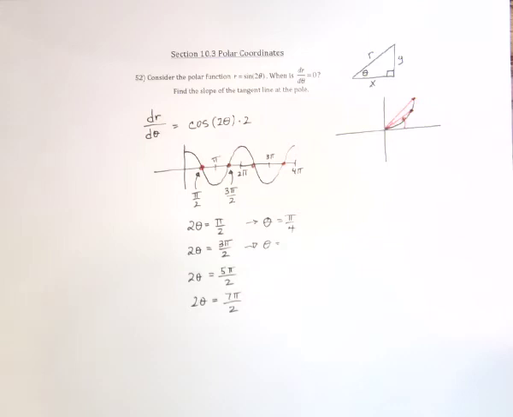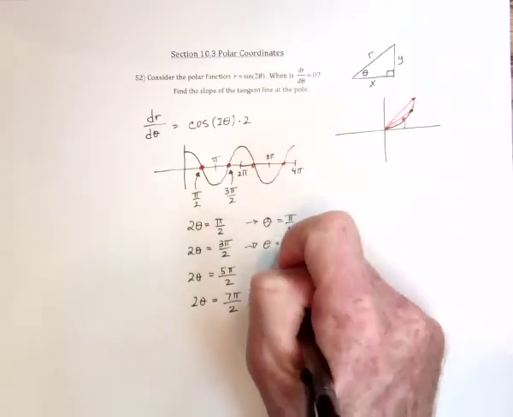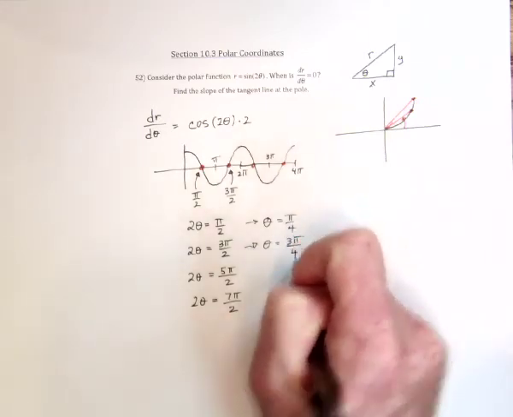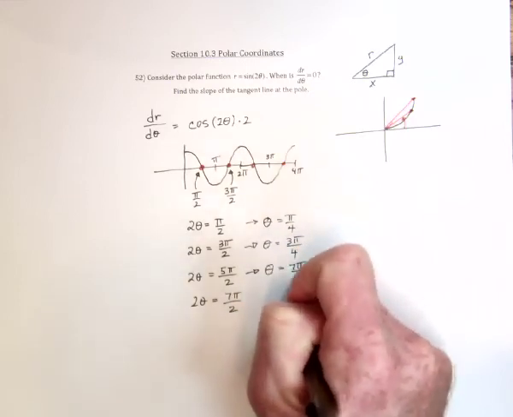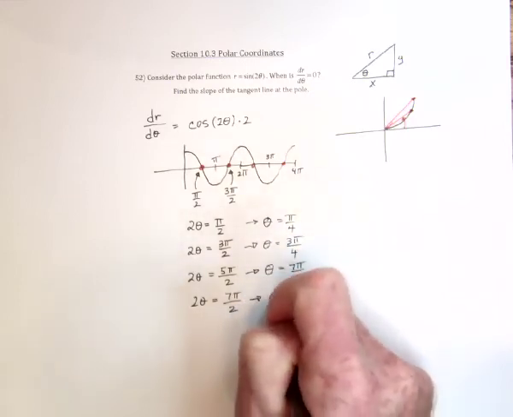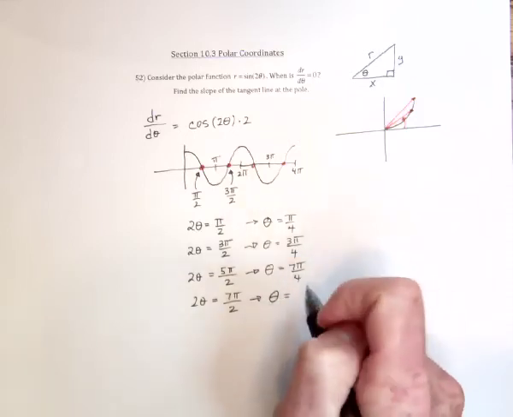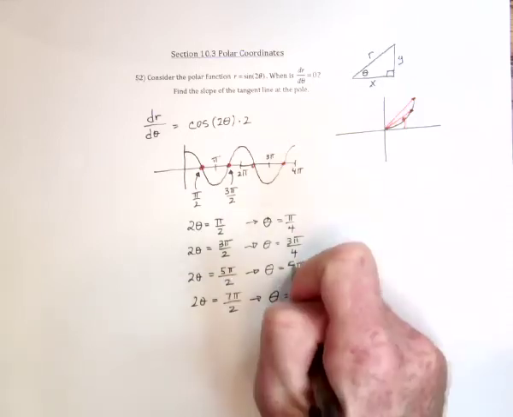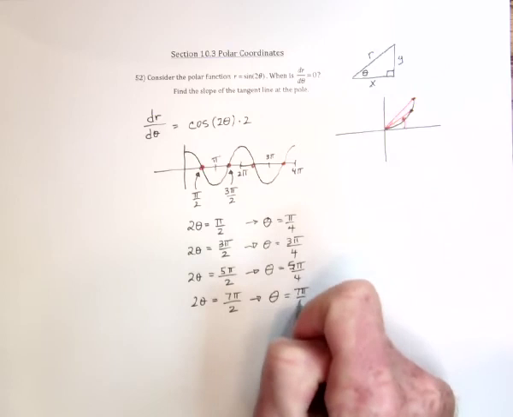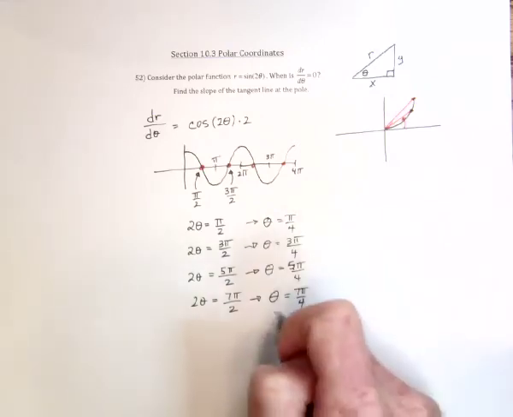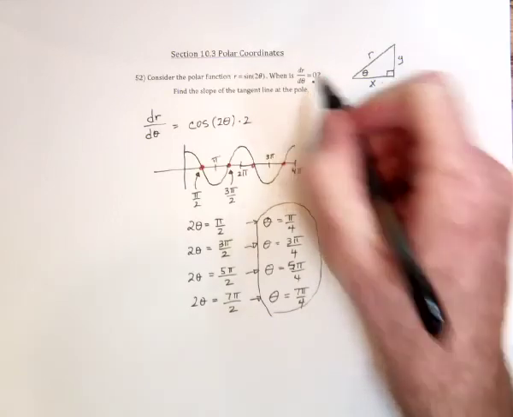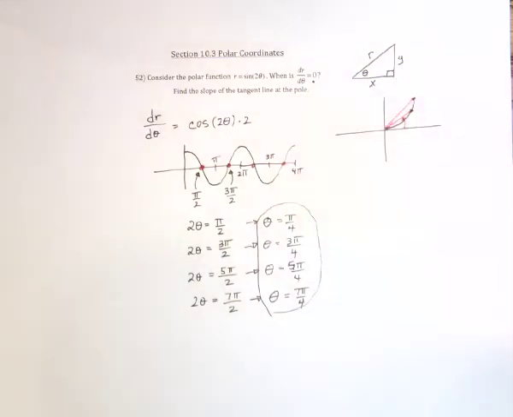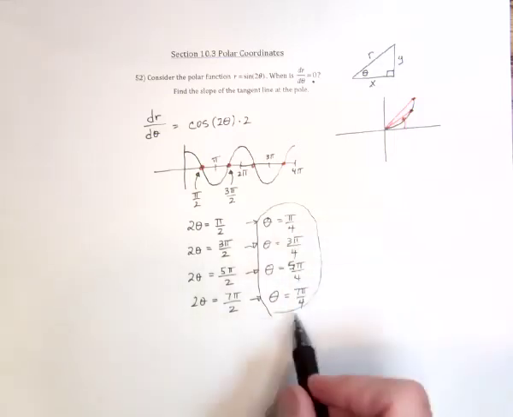Excellent. So then 3 pi over 4, 7 pi over 4, and oops, this one is 5 pi over 4, and then 7 pi over 4. So there is the answer to this question. Where is the dr d theta equal to 0? Or when is it equal to 0? At these values of theta.